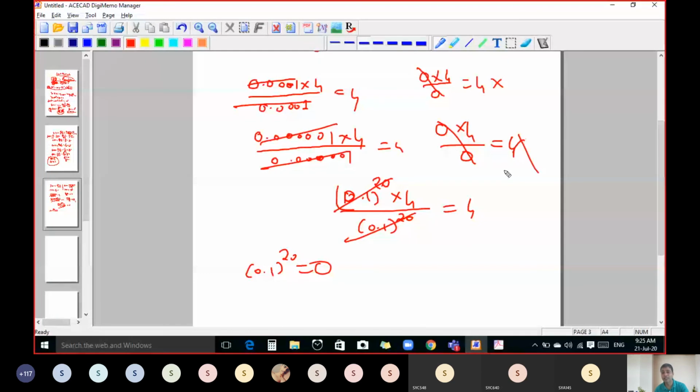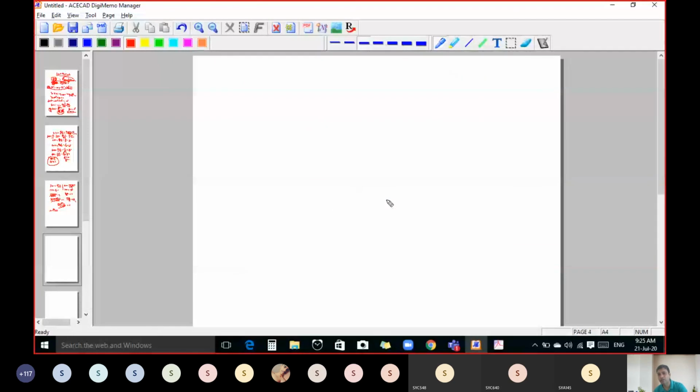And this small concept is known as limit. Now what is limit? So once again, let us discuss the same question. F of x equal to x square minus 4 upon x minus 2.